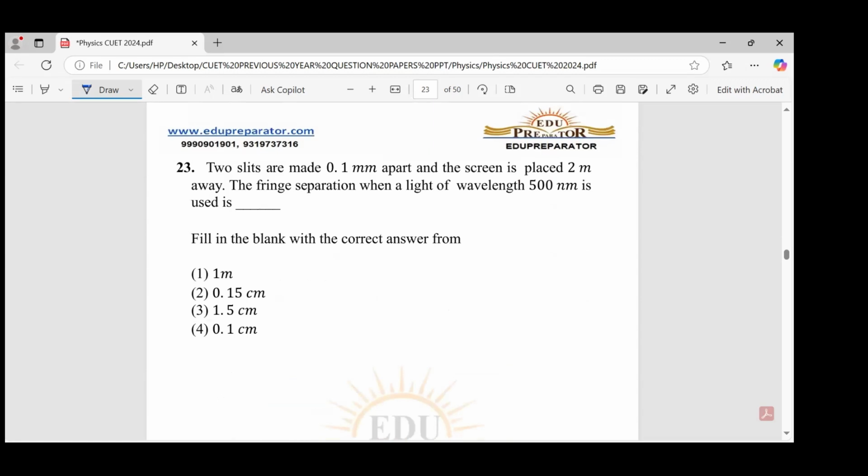Then the 23rd question is based on YDSE, where fringe width beta is equal to lambda times screen distance upon the slit distance, right? Now we substitute the values here, because you are given everything. The wavelength is given as 500 nanometer, the screen is 2 meter away, and the slit separation is 0.1 into 10 to the power -3. Right? So we get the answer as 1 centimeter. Fine. So this is the part.